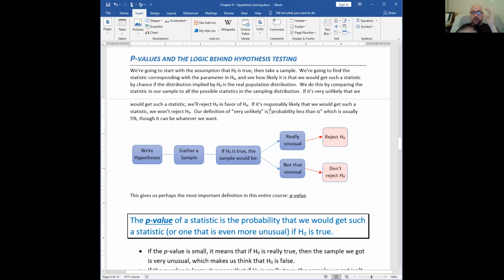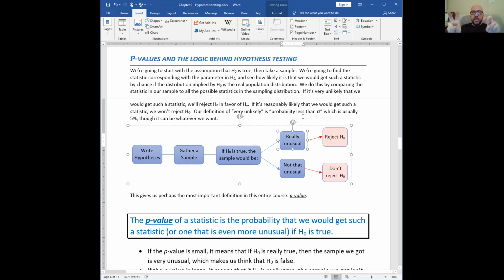Now, here's where we have to talk about some math. So here's the idea. Our definition of really unusual is going to be if our p-value, which we will define in just a second, is smaller than alpha. Alpha is the probability of making a type 1 error. And our p-value, which I will show you in just a second, is basically we just compare that number to alpha. If the p-value is smaller than alpha, we reject the null hypothesis. If it's not, then we don't. That's it.